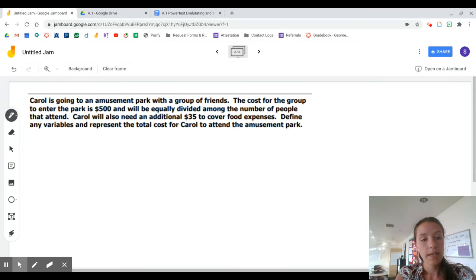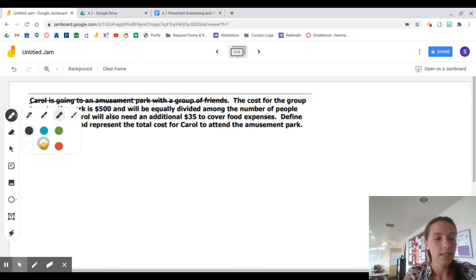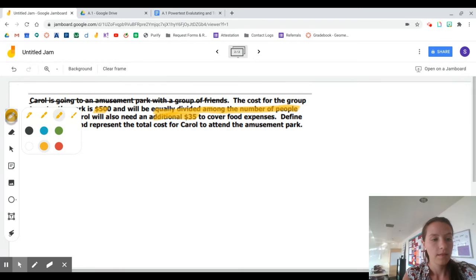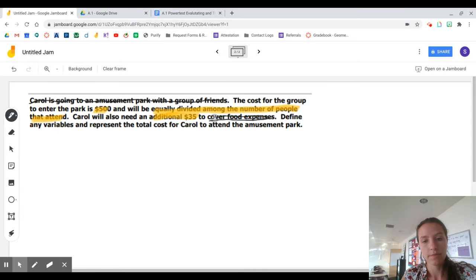I'm starting again by slashing what is not important. I don't really care that she's going to the amusement park with a group of friends. What I care about are these numbers here. I care that it's $500 that will be equally divided among the number of people that attend. She'll also need an additional $35. I don't really care why she needs it, so I'm going to X that out too.